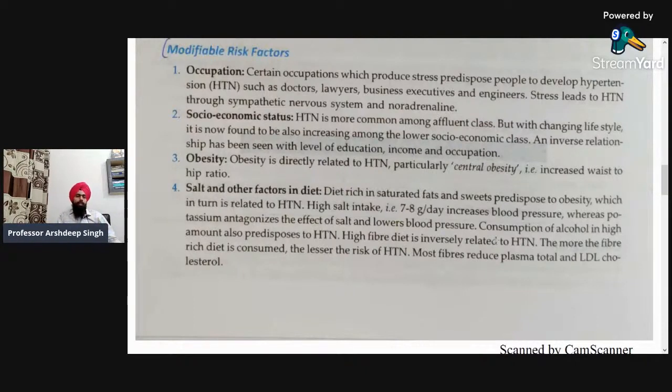Next is obesity. According to me, that is the main cause of hypertension. Obesity is directly related to hypertension, particularly central obesity, that is, increased waist to hip ratio.